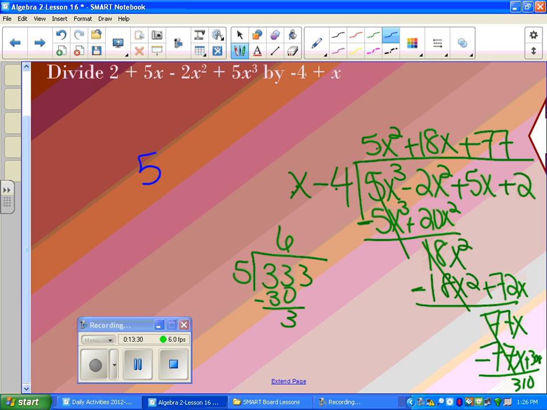Alright, you got 5x squared plus 18x plus 77, right? Do we have a remainder? Plus, because it's a positive, plus 2, up here. But what was it being divided by? You have to divide it by x. So your remainder over what it's being divided by. It's basically even long division with polynomials.